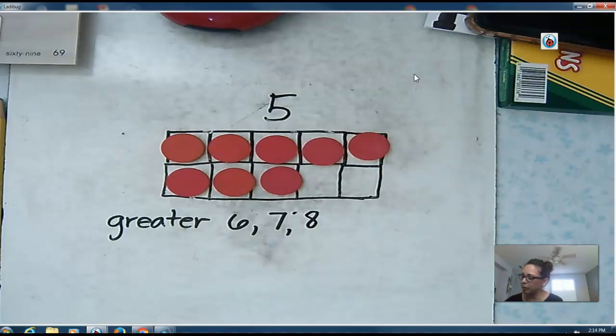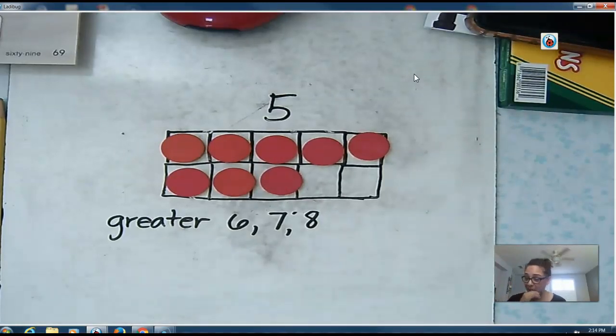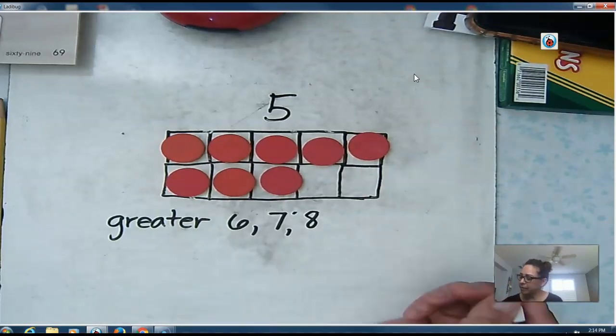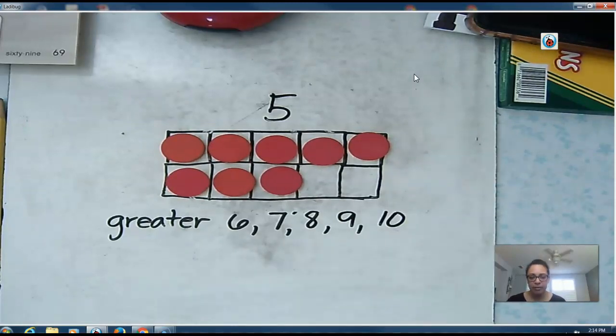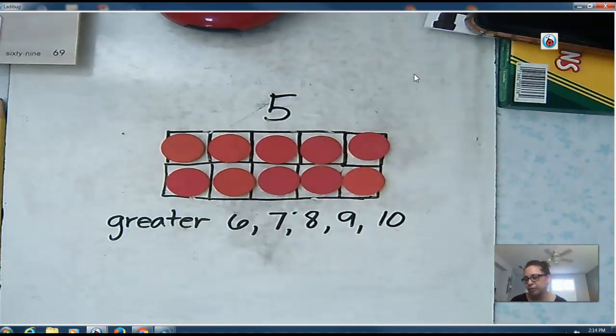And so if I keep going, I'll have 9 and 10, right? And we can just keep going and going forever. And that's why I said, let's just stop at 10. So 6, 7, 8, 9, 10 are greater than 5. And that's not the end of it, but I'm going to put an end to it right there, or else I'll be here forever showing you all the numbers that are greater than 5.